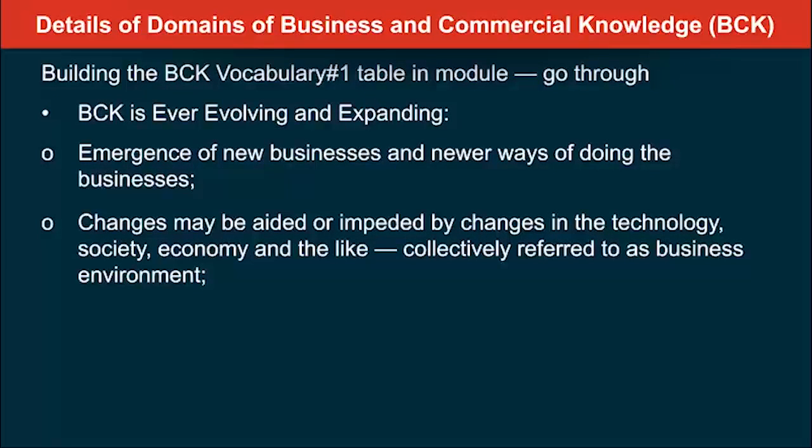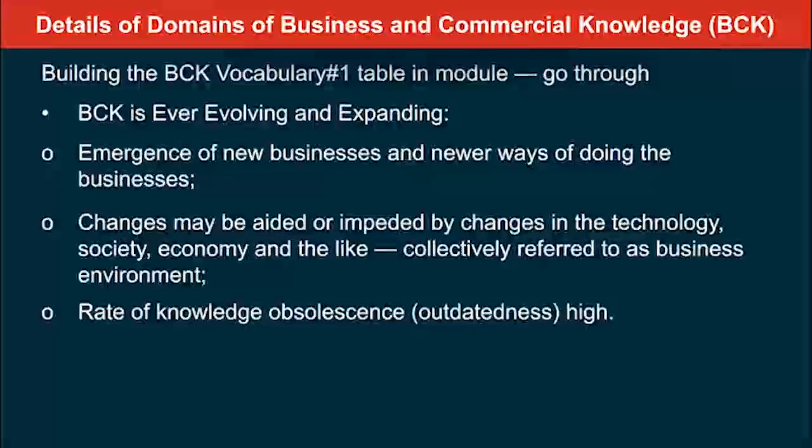Because of changes in technology, there could be other changes which will happen, or it may happen that because of technology, change may not happen. So both ways are possible. And the rate of knowledge obsolescence is high, meaning what? Things get outdated very fast.